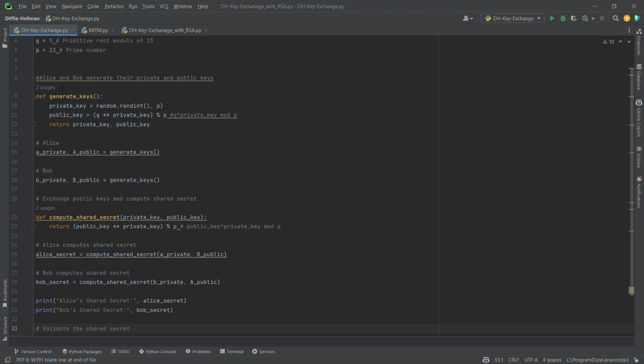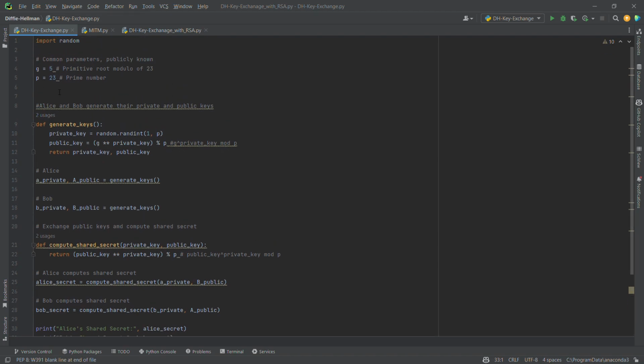And this function is for generating private keys and public keys. In this example, Alice and Bob generate their private keys and public keys, and they exchange their public keys to get the same value, which they can use as a symmetric key later on.